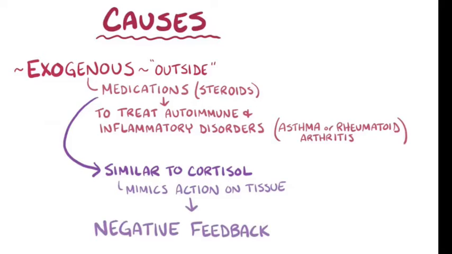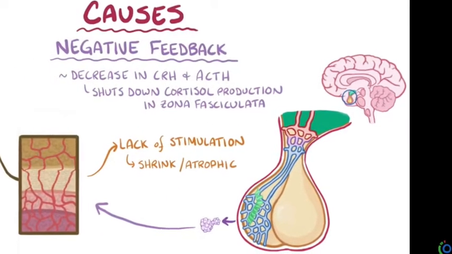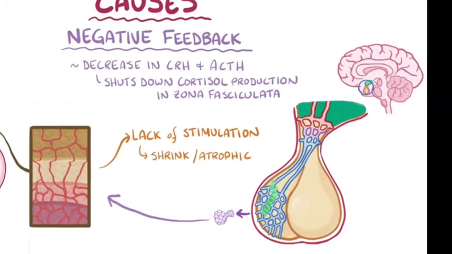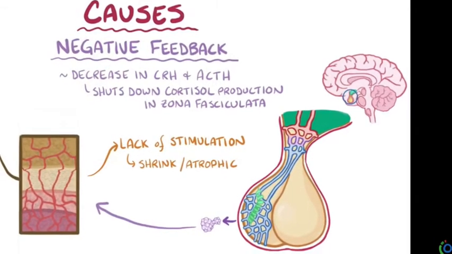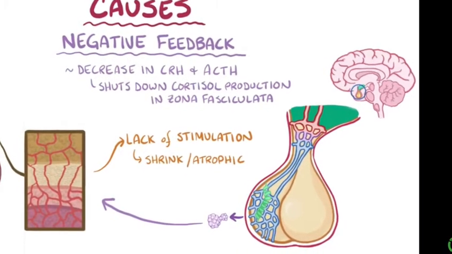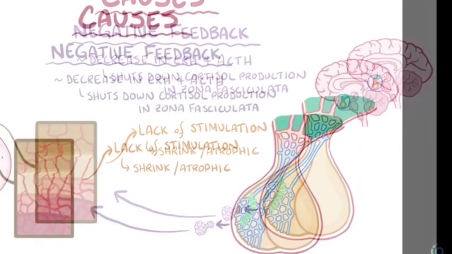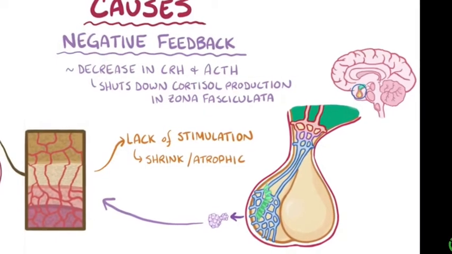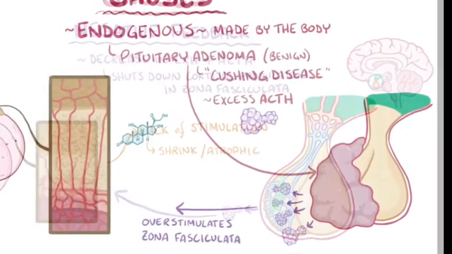So it will cause negative feedback to the brain. This negative feedback will cause a decrease in CRH and ACTH, and this will shut down the cortisol production in the zona fasciculata. This lack of stimulation will finally cause the adrenal gland to shrink and finally become atrophic.